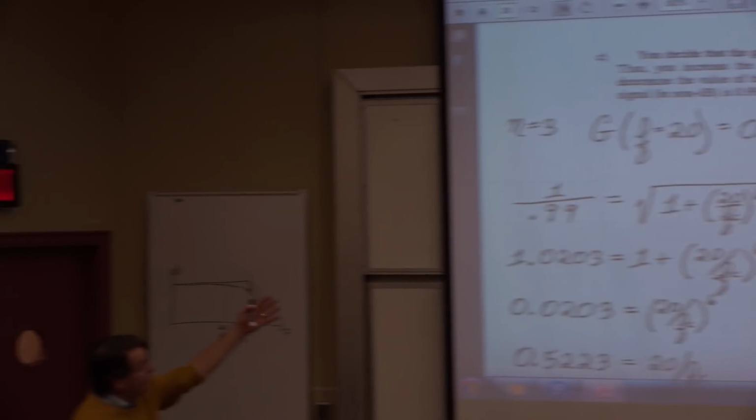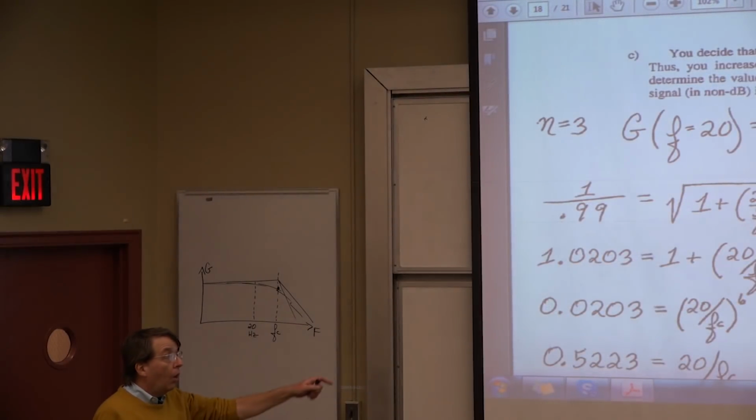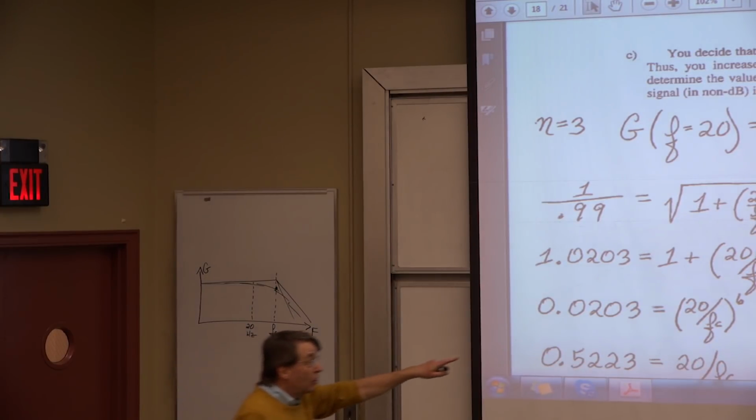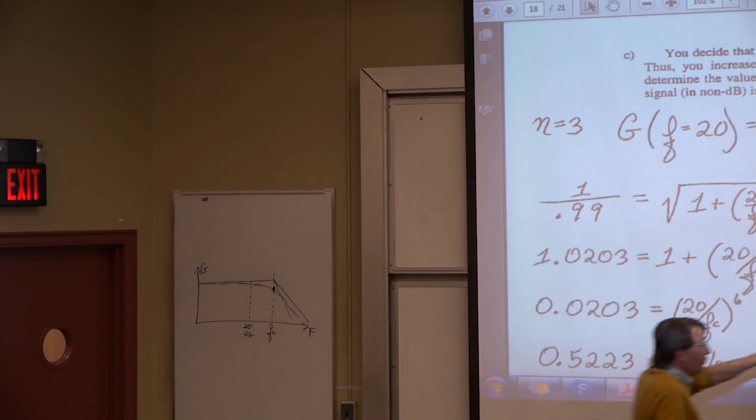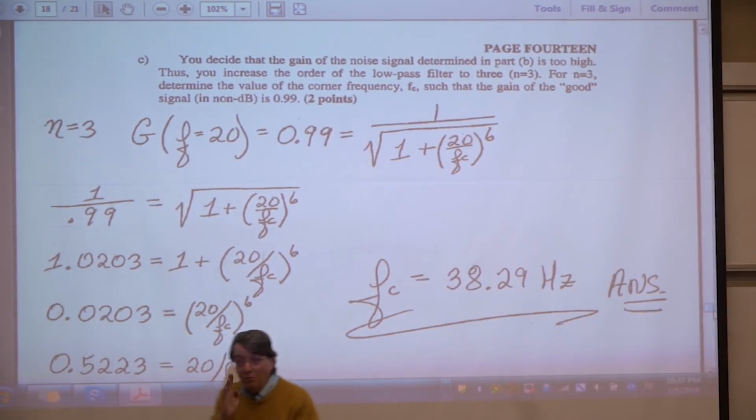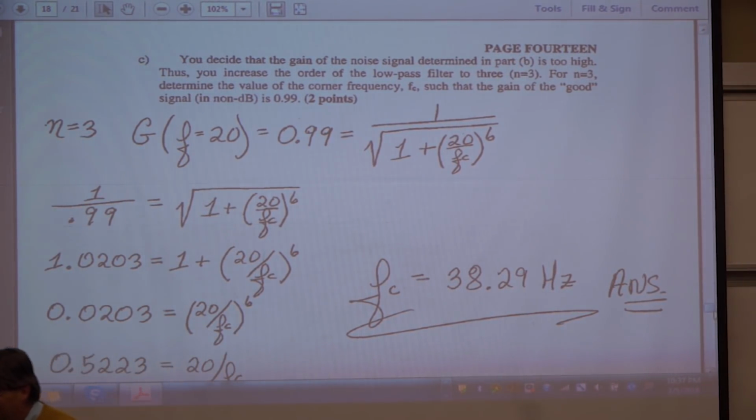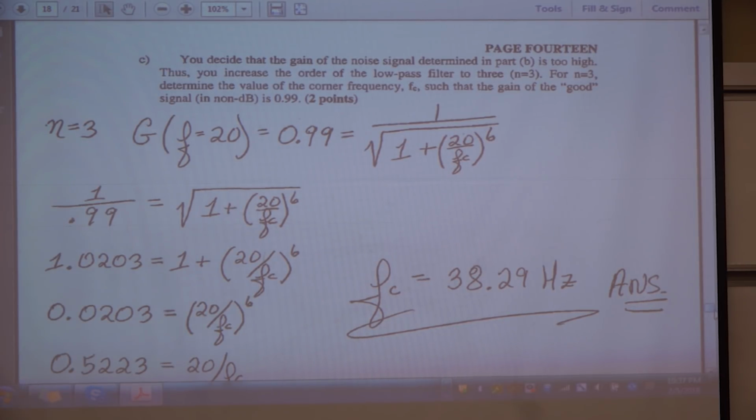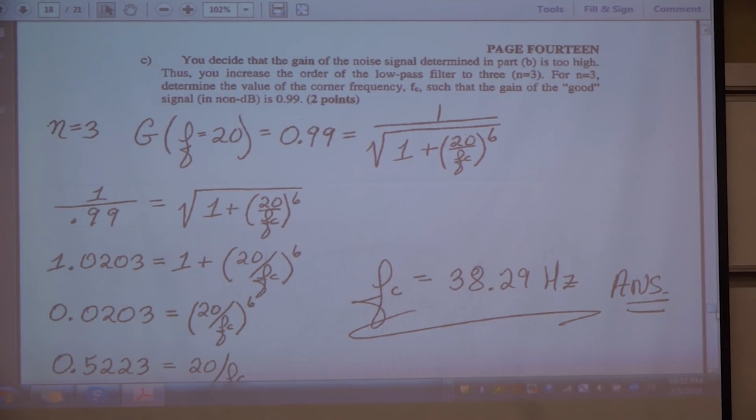Put n equal 3. You want the gain to be 0.99. Oh, look, since it drops off quicker, the corner doesn't have to be 60 anymore. We can move the corner closer to the 20 hertz because it drops off steeper. It's like you're driving along and then there's a cliff. Okay? So I'm like, oh, this is great.